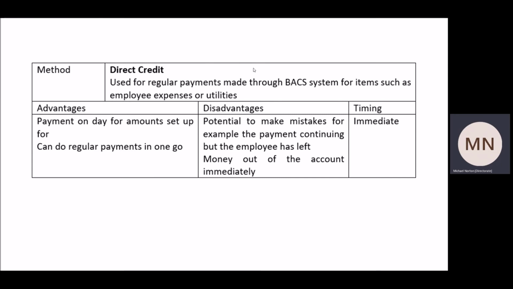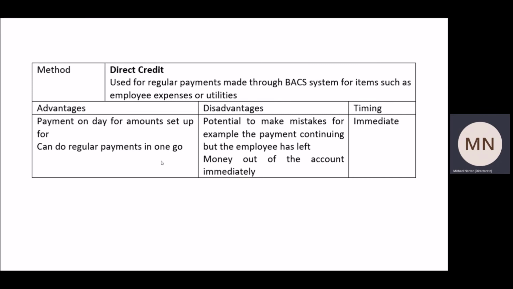It's in the syllabus, but I've never seen a question on it, so I couldn't tell you how it's worded. But it's for regular payments, and it's the flip side of the standing order, where the supplier is taking the money out of the account. For the direct credit, it's the customer putting the money into the account. And then it says you could set up amounts of payments. So you can do regular payments all in one go.